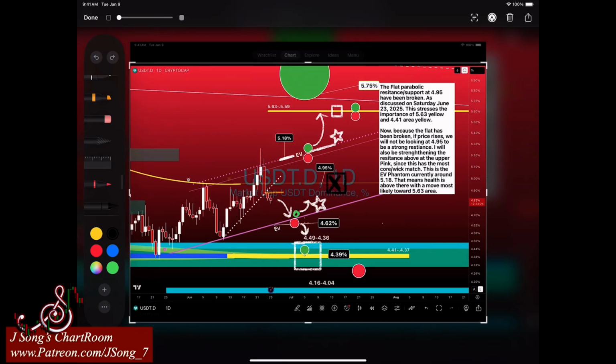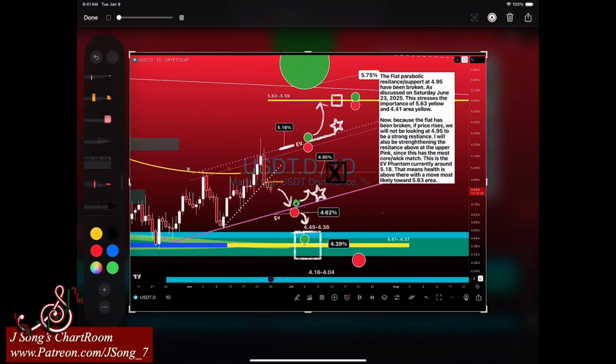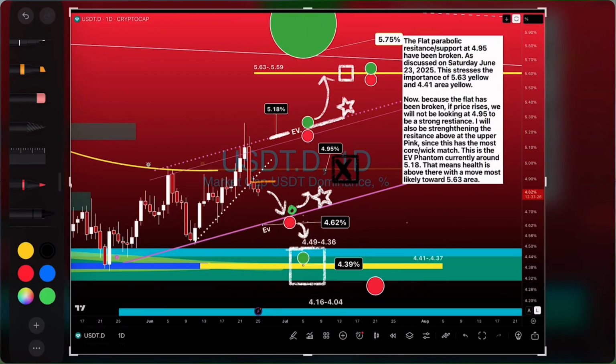Okay, all right. Any other questions regarding my report on USDT.D? I hope I've been thorough and I served you well regarding this chart. You can use this as a guide for, again, the most important moves for USDT.D.